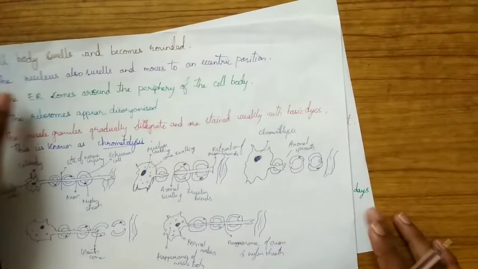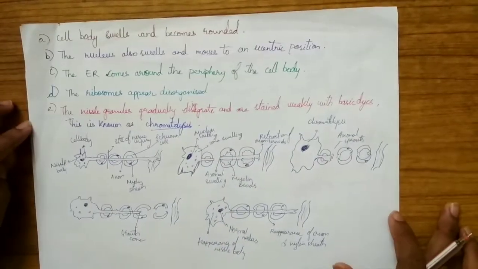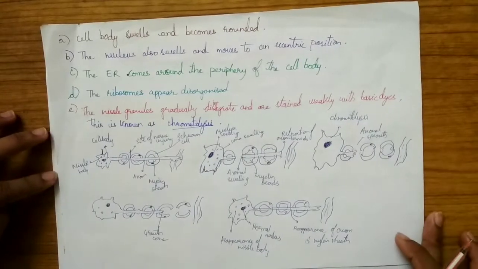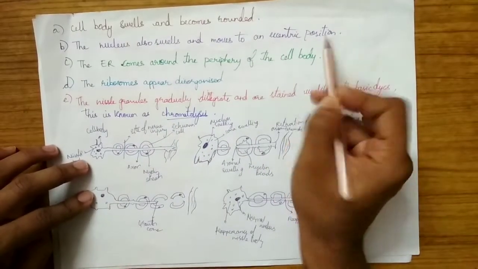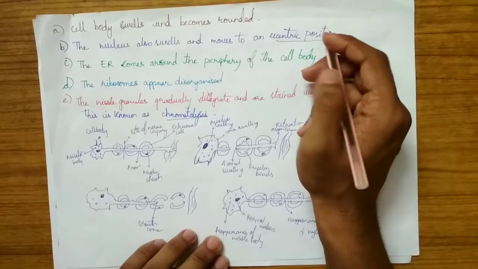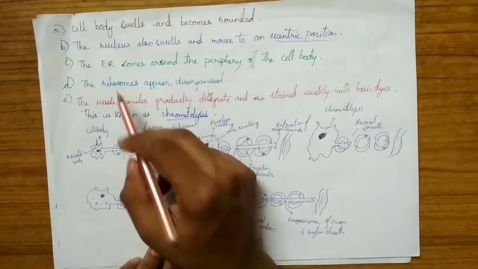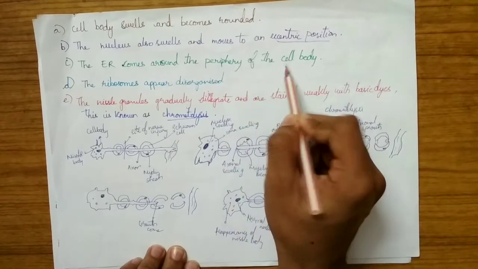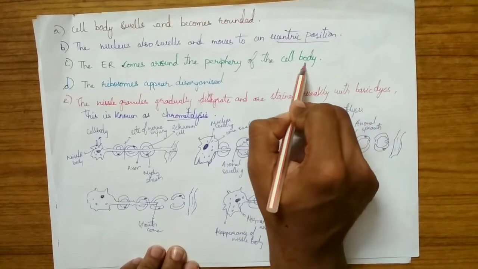So what happens in this? The soma or the cell body swells and becomes rounded. The nucleus also swells and moves to an eccentric position. Eccentric position means that it moves to a corner position. The endoplasmic reticulum comes around the periphery of the cell body. It also moves to the periphery in the cell.